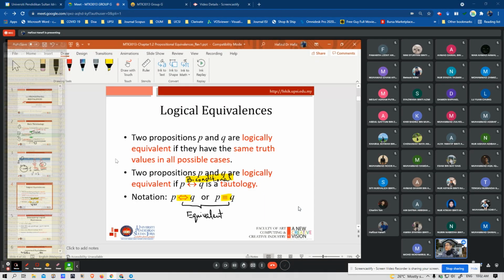And then we have logical equivalences. Two propositions P and Q are logically equivalent if they have the same truth value in all possible cases. Two propositions P and Q are logically equivalent if P biconditional Q is a tautology, or we can use the notation, either one. You can write it like this, or the three-line equivalence symbol. It's just the notation.